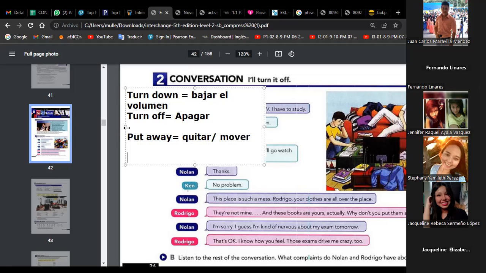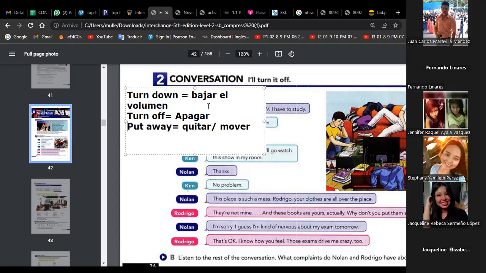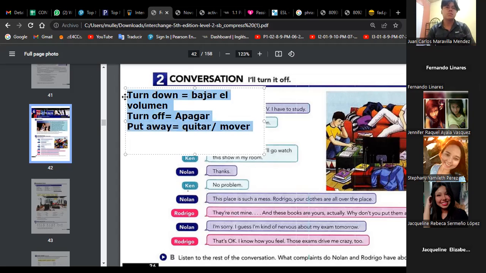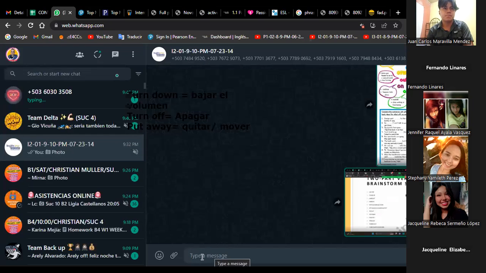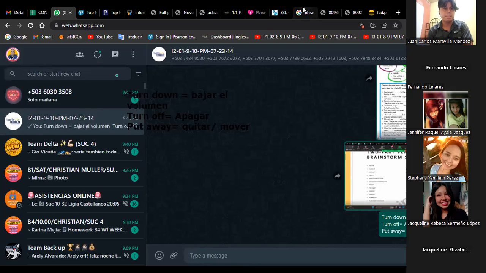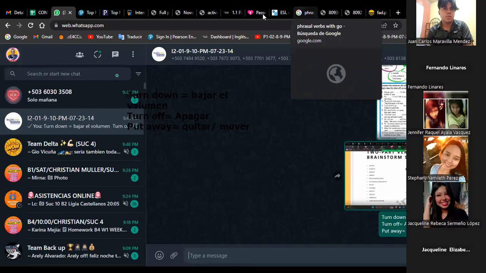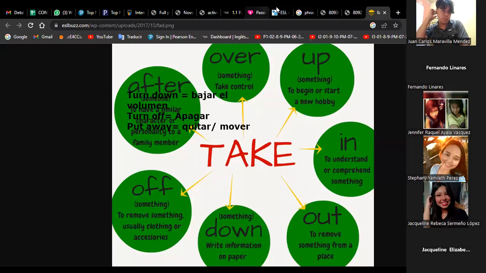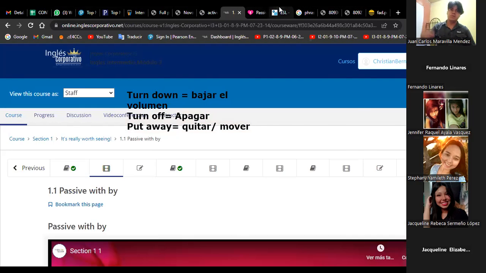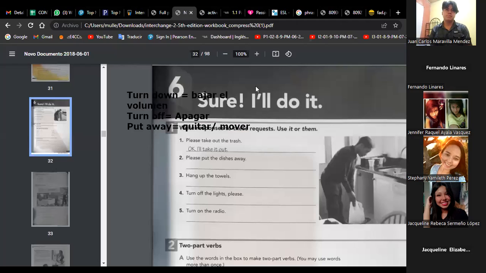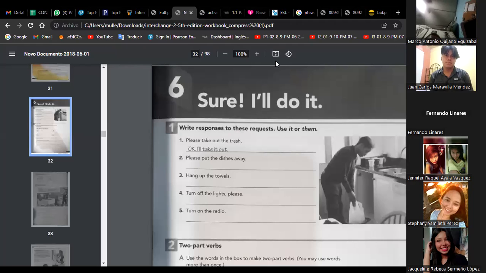Those are the two-part verbs that we have in the conversation. Just let me share them over here in WhatsApp so you can remember them. Now, let me find the exercise. It is not this one, neither this one. This one it is. So right now we are going to create the sentences. We are going to practice.